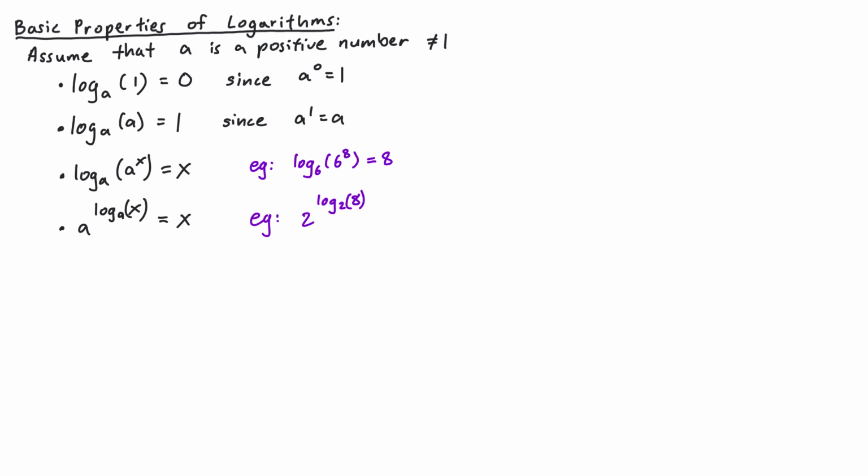But let's think about why. When we do log with base 2 of 8, we're essentially thinking to ourselves, 2 to what power gives me 8? Well, that power would be 3. Now, what are we doing with that 3? We're doing 2 to the power of 3. And so of course that's going to give us back 8.